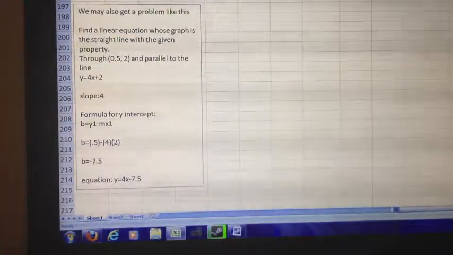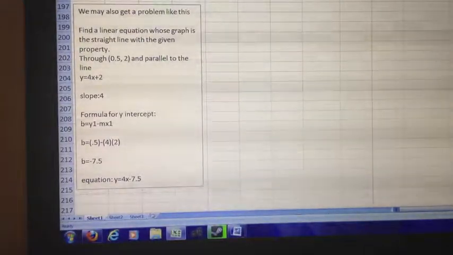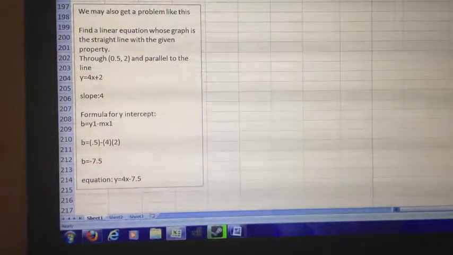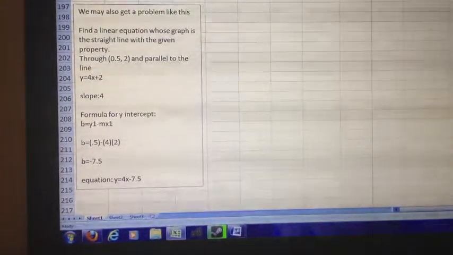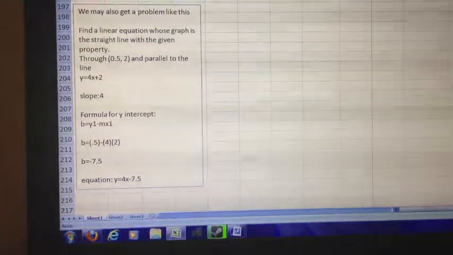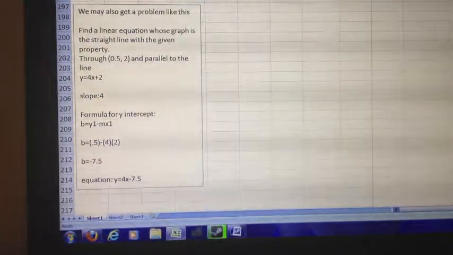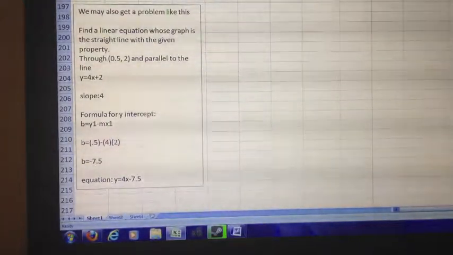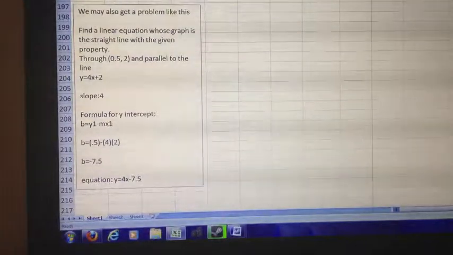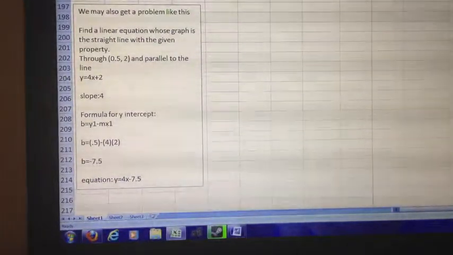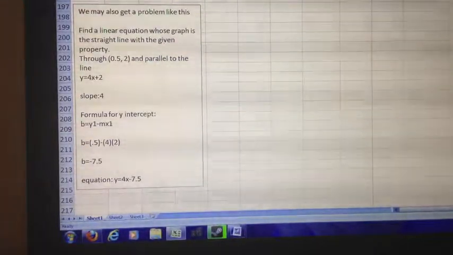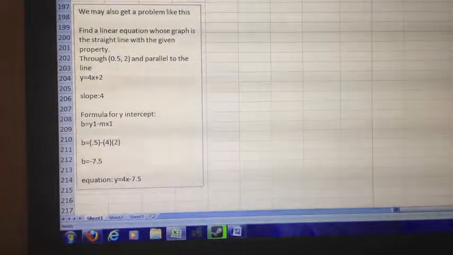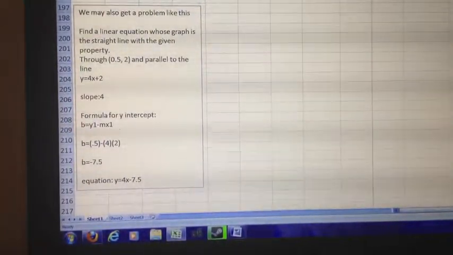So we introduce this new formula. It's b equals y1 minus m times x1. And that's the formula to get the y-intercept. So we plug in our numbers that we just got. We plug in our y1, our slope, and our x1. And we come up with b equals -7.5. So when we put this into the mx plus b formula, we get y equals 4x minus 7.5. And that is our formula for this problem.